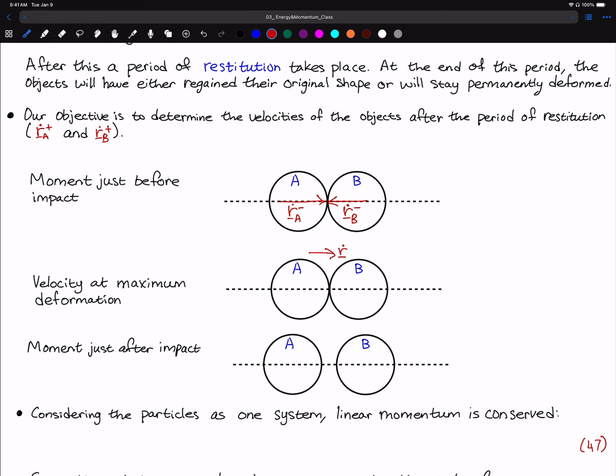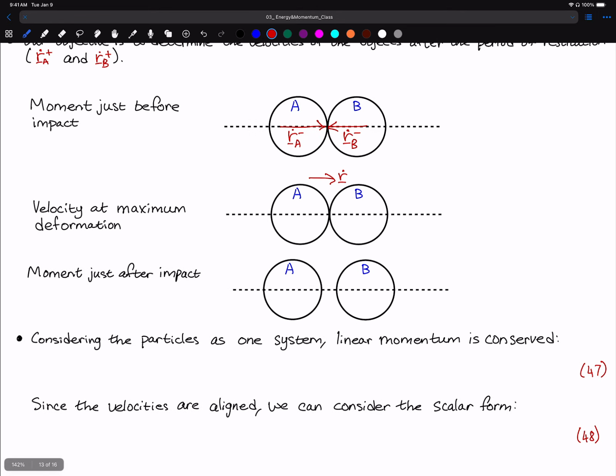After the impact, the two particles may or may not separate. I've drawn them here as being separated. They're then going to have new velocities, which we'll say for A is ṙ_A plus, and for B, pointing in the other direction, ṙ_B plus. Now, I drew these velocity vectors pointing in the same direction. They may or may not be pointing in the same direction. They may point in different directions. It all depends on the velocities of the system and their masses as well.